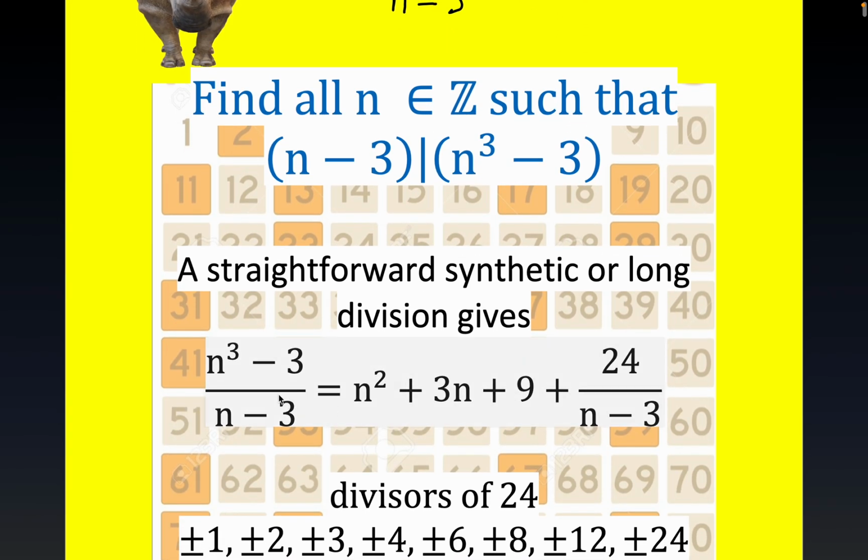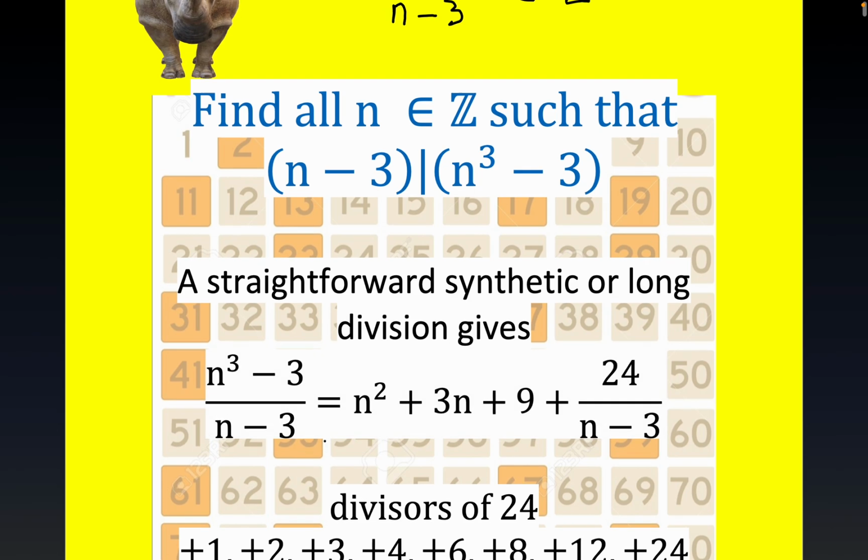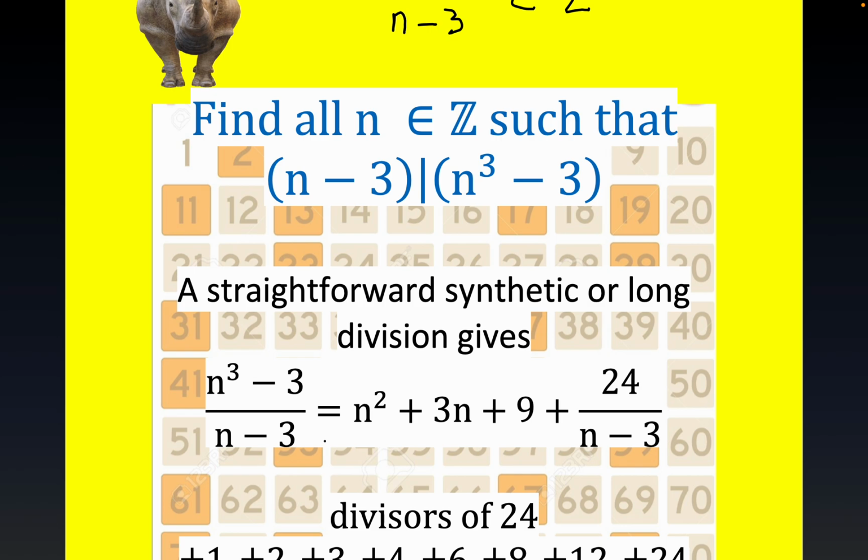Now, this is what happens when you do long division. You get this quotient plus another quotient. In other words, this is the quotient of the division. Then you get this quotient 24 over n minus 3, where 24 is the remainder and n minus 3 is the divisor here.